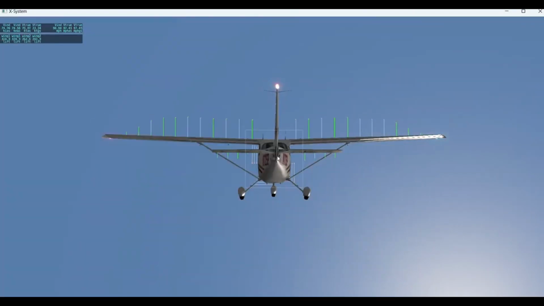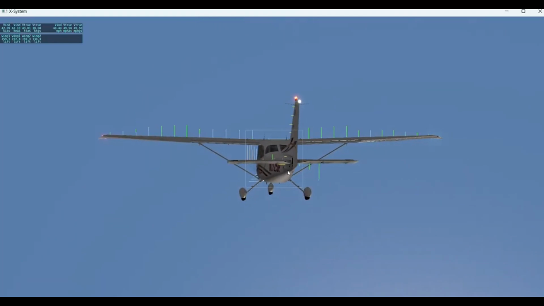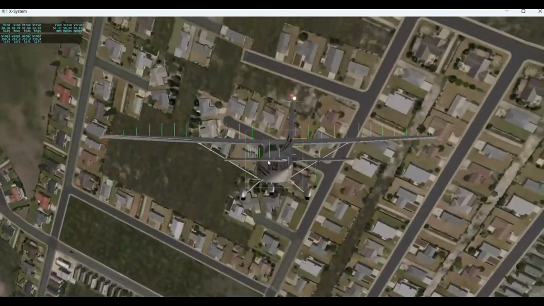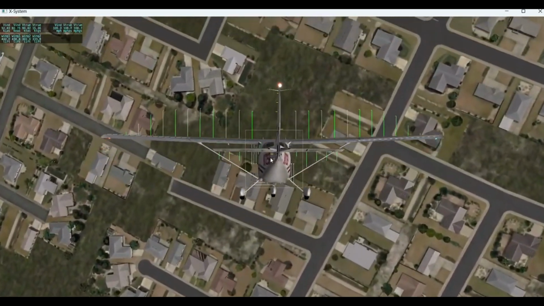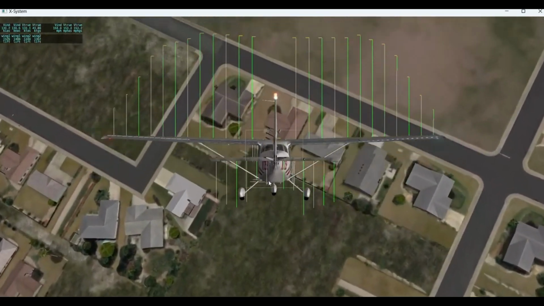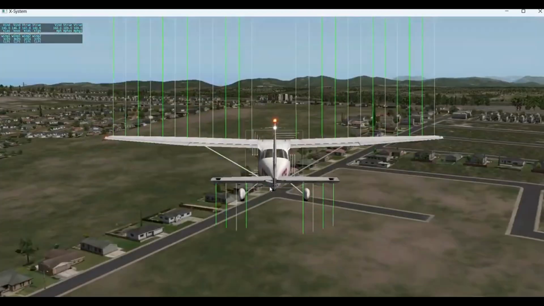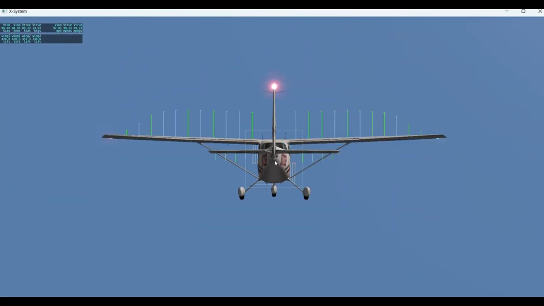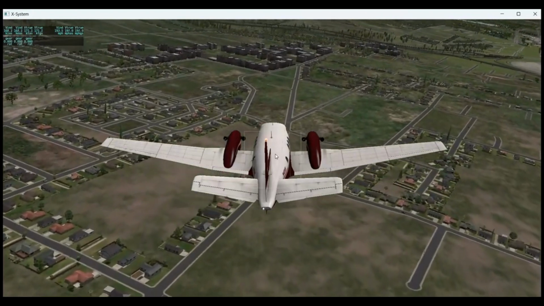As the aircraft goes up, we can see that the lift vectors are decreasing, and when the aircraft goes down, the lift vectors are increasing. The lift vectors are the lines on the plane. So if the plane is going up, they decrease, and if the plane is going down, they increase.